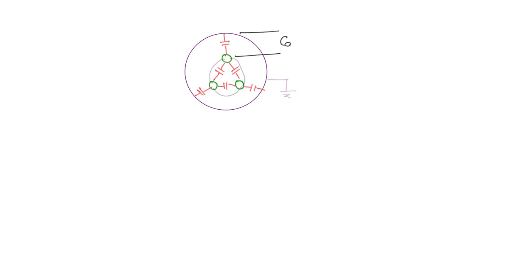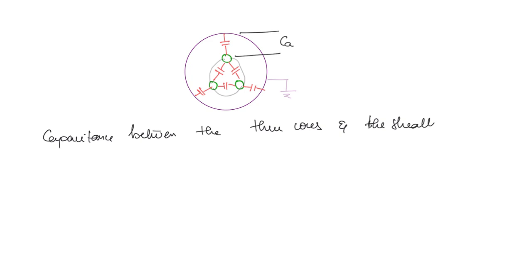So the capacitance that we are going to measure, which is going to be CA, is the capacitance between the three cores and the sheath when all three cores are shorted, right? This point is important.